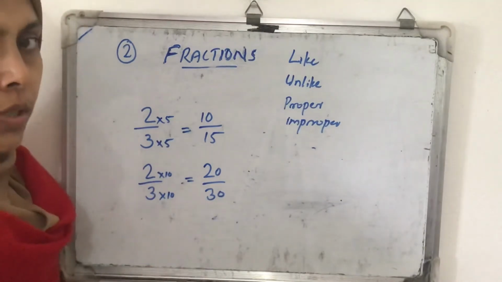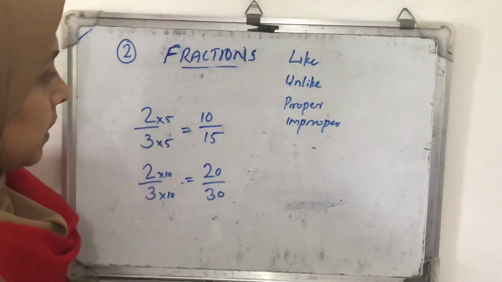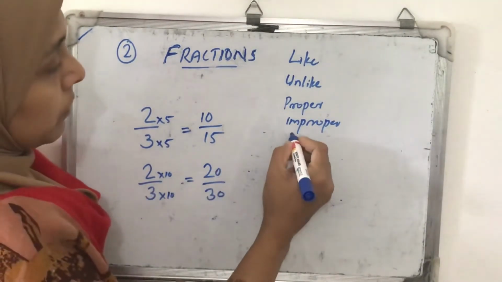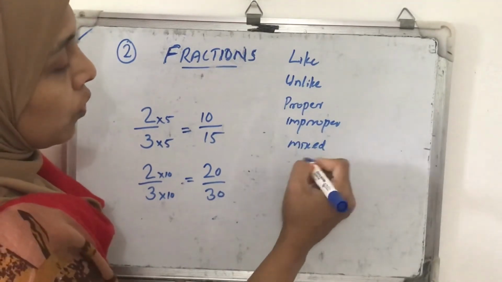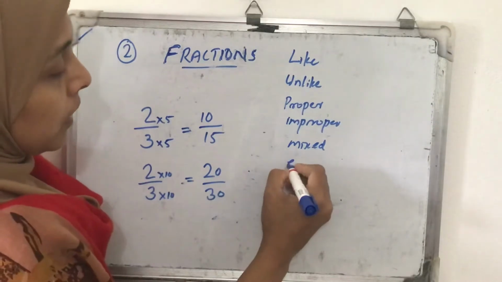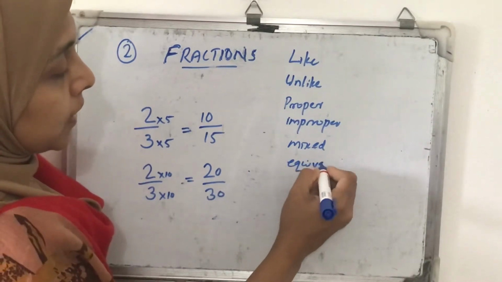These are things you studied in 6th standard: equivalent fraction, improper fraction, then mixed fraction. These you want to know. This is the basics of fractions. Then equivalent fractions we also discussed.